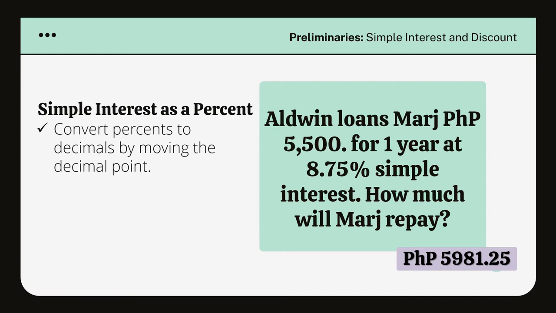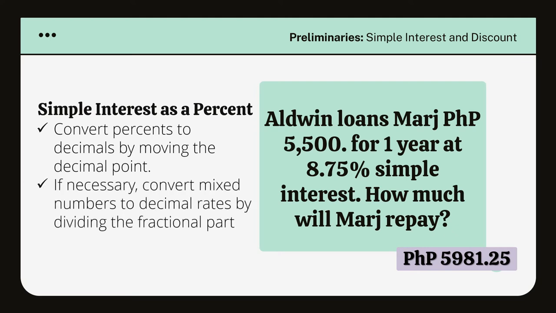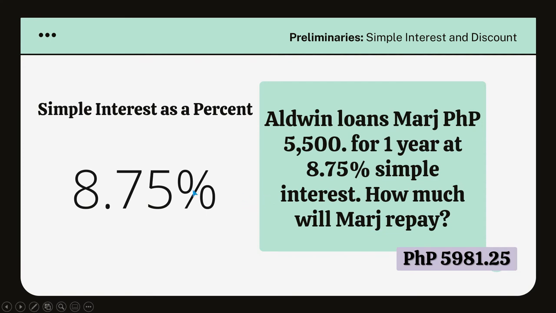Of course, as math majors, you are already aware how to do this, all right? And if necessary, you have to convert mixed numbers to decimal rates by dividing the fractional part. When is this possible, or when is this required of you to do? This is when your 8.75% or your rate includes fractions, okay? And then you multiply the result by the principal. Ibig sabihin nun, you have to go like this.